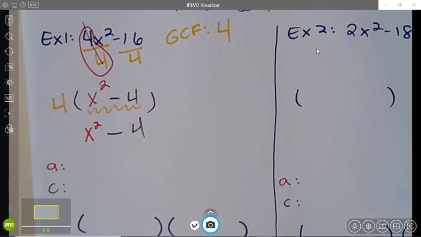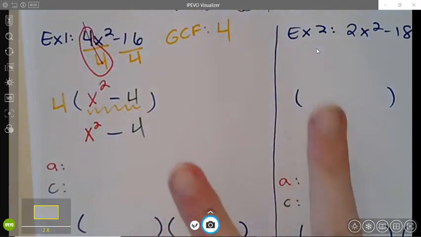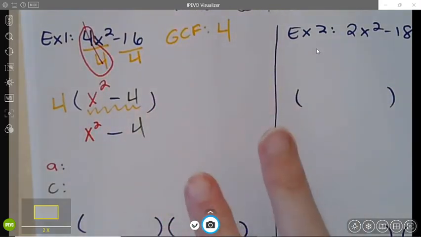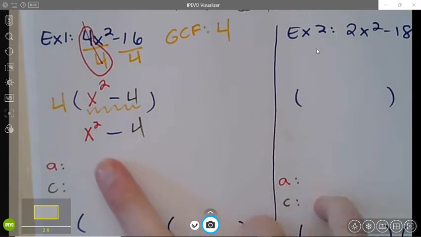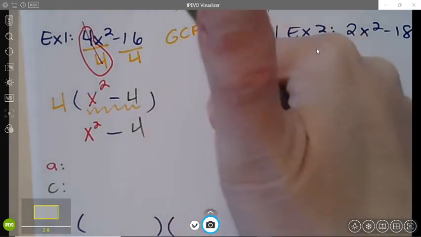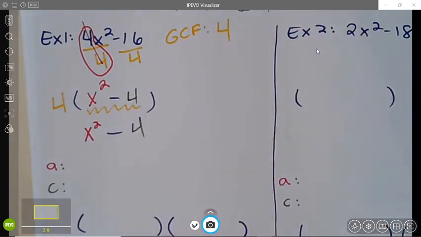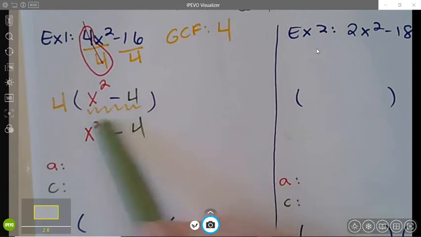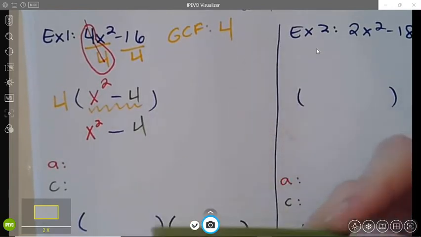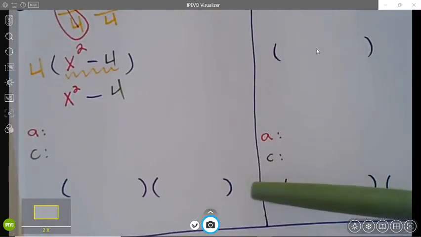Okay, so we already decided if you have two terms and you're subtracting and you have a perfect square, which I can square root x squared and 4, which is awesome, that means you can use a difference of squares. So from here, I'm going to factor what's left over using a difference of squares. And we're going to write what we get down here.